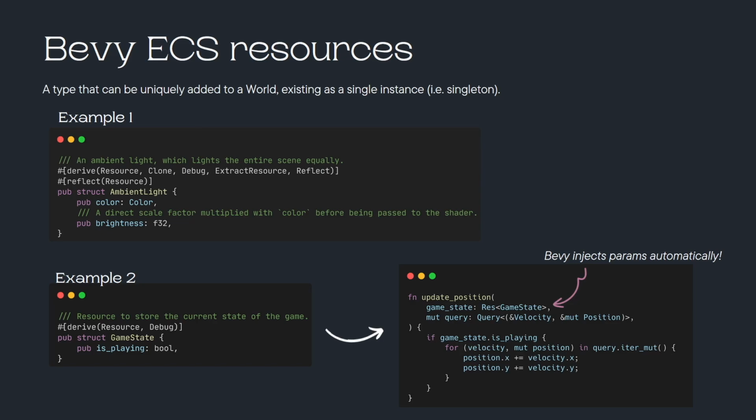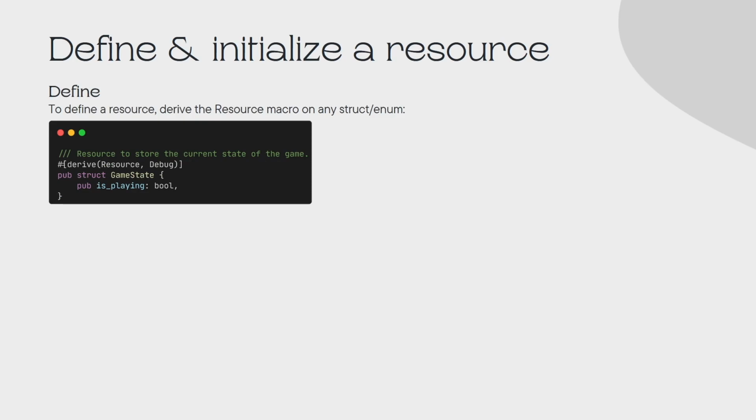To define a resource, derive Resource on any struct or enum. This is very similar to defining a component. You just define your data type and then you tell Bevy that it is a resource by deriving Resource. Then, once you have your resource defined, you can insert it into the game world. There's two ways to do this.